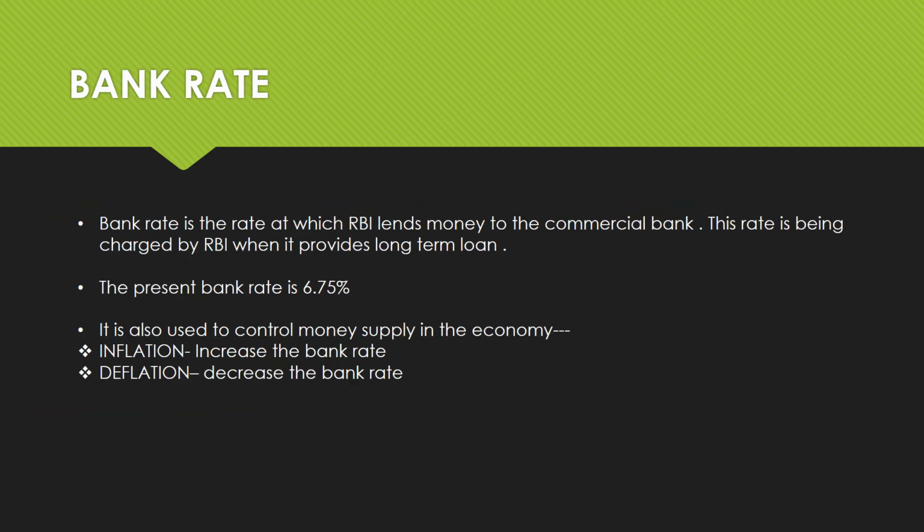Okay, next is the bank rate. Bank rate is the rate at which RBI lends money to the commercial banks. This rate is charged by RBI when it provides long-term loans. This is a very important thing which you need to remember, that this bank rate is charged by RBI on long-term loans to the commercial banks. And the repo rate, which we have learned before, is charged when RBI provides short-term loans to the commercial banks. Please be clear with these 2 points. Next point, the present bank rate is 6.75%. Please remember this point.